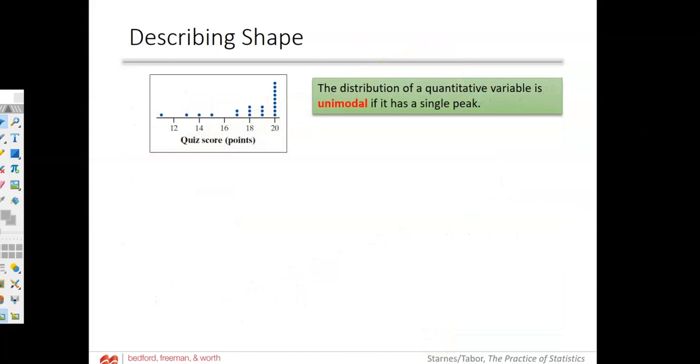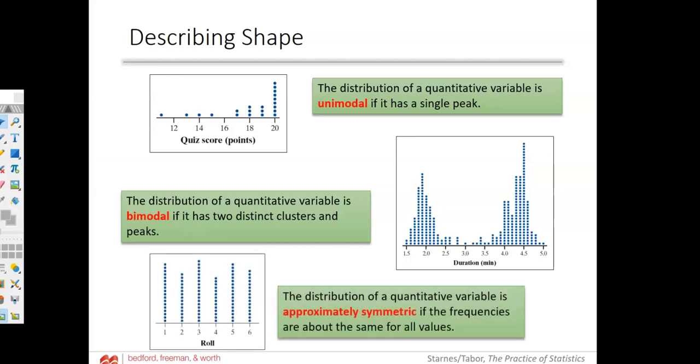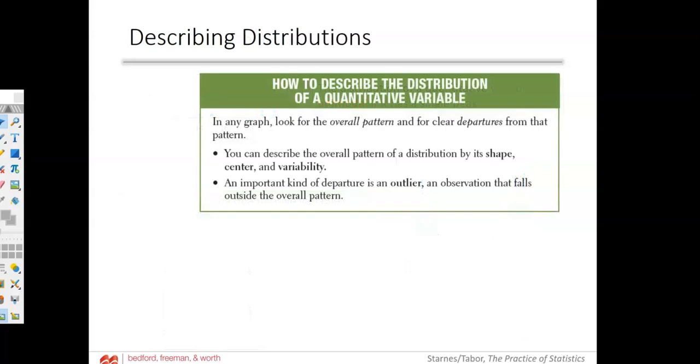Okay, describing shape. Another thing we can say about shape is sometimes it's unimodal. If it has a single peak, you see this one has a single peak at 20. It's bimodal if it has 2 peaks. This one has a peak at about 19 and another peak at about 45. And then it's approximately symmetric. In this case, it's not really going down on either side. We still get uniform, but it's almost flat at the top, or approximately symmetric.